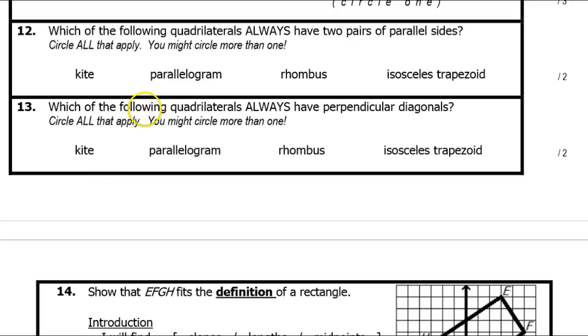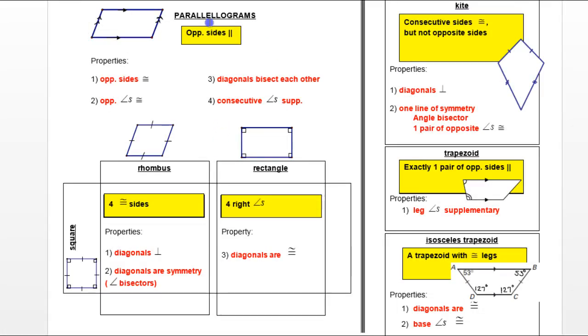For problem number 12, which of the following quadrilaterals always have two pairs of parallel sides? Circle all that apply. Well, let's start with this. Everything on the left side of the screen is a parallelogram. As you can see right here, it's in the box, already in yellow. The definition of a parallelogram is opposite sides parallel. That means we'll have two pairs of parallel sides. So all of these shapes over here are parallelograms, so they will all have opposite sides parallel.